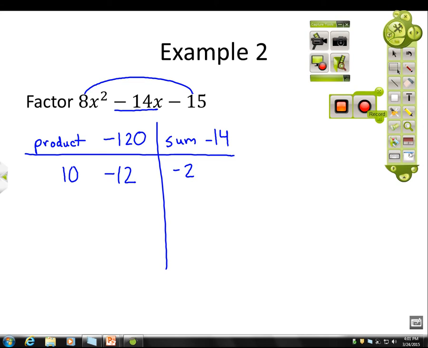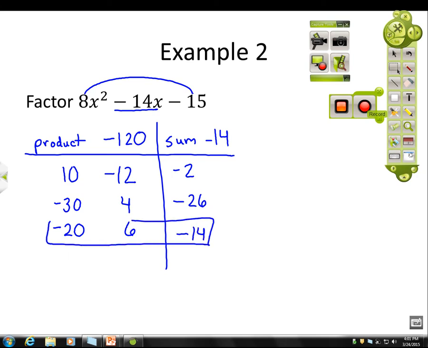You could try, let's see, negative 30 and 4, but when you add them together you get negative 26, so that one doesn't quite work. Let's see, negative 20 and 6, you would get negative 14, so that one works. So we're going to use it and rewrite the original polynomial, but we're going to expand the negative 14x into the factors that we found that made that sum.